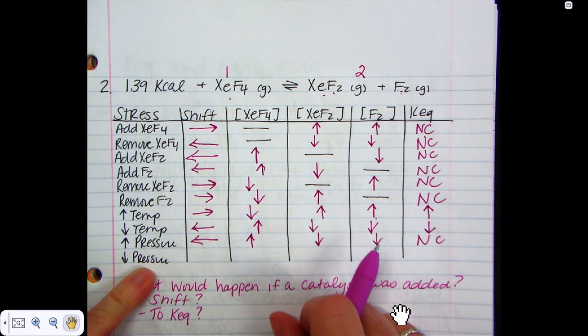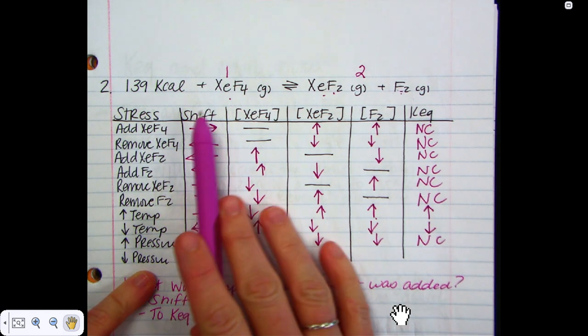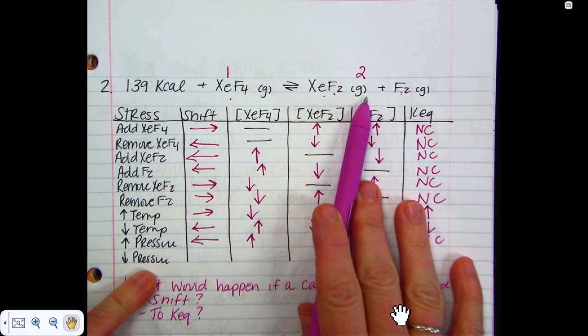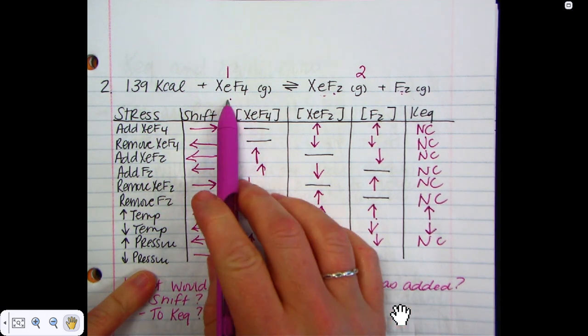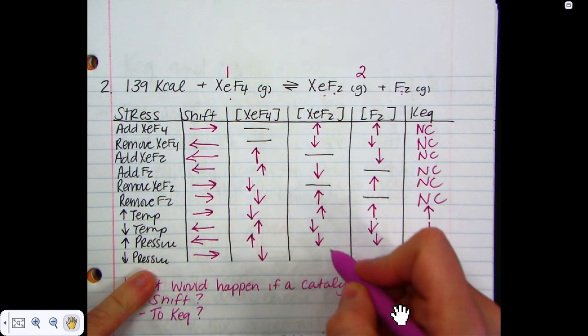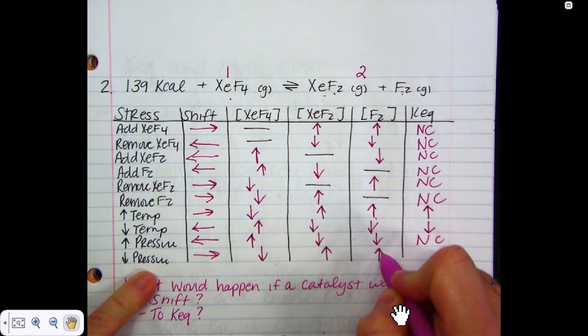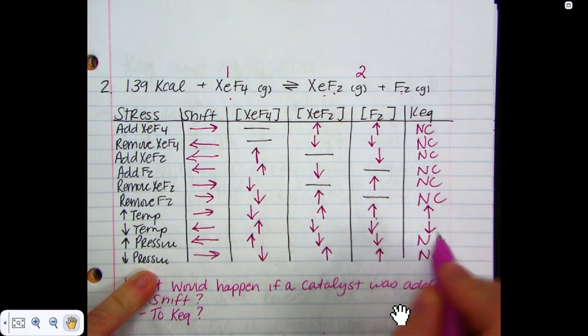And then if I decrease the pressure, that increases the volume. It's more advantageous to have 2 moles. Shift to the right. The XeF4 on the left goes down. The XeF2 and the F2 both go up, and no change here.